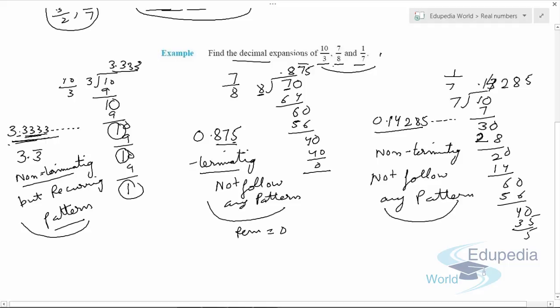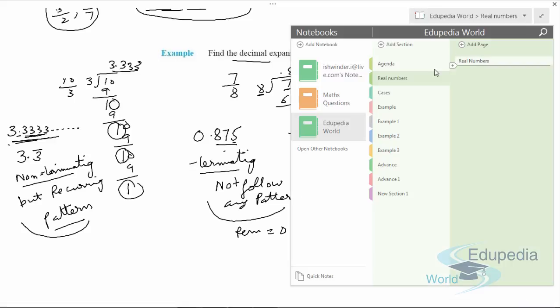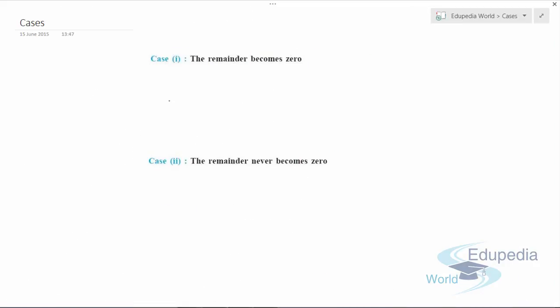Now we have another type of numbers which are non-terminating. See, because the remainder is changing every time, 1 5 3. So the remainder is changing every time, and they don't follow any pattern. So these are the 3 different types of cases for the numbers. Now we'll discuss the cases. Now case 1 is the remainder becomes 0.